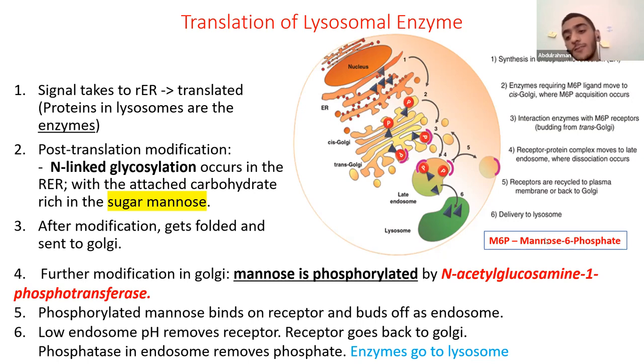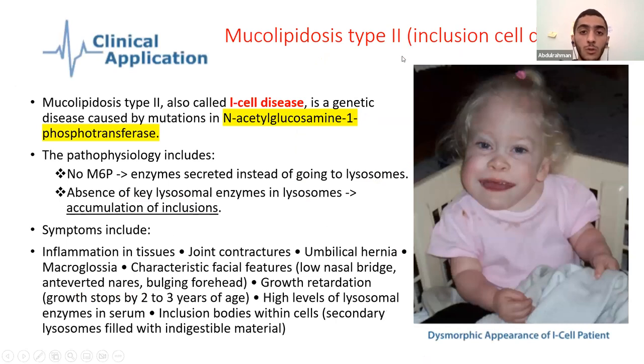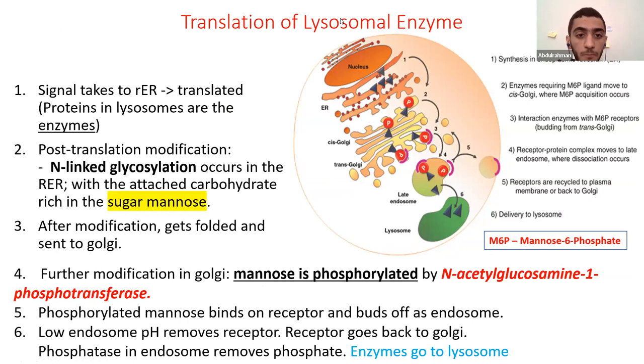And then this phosphorylated mannose can be recognized by the special receptor that will take it to the lysosome. If it's not phosphorylated, it cannot be recognized by the special receptor. Therefore, it will be sent outside the cell, which will lead to I-cell disease or inclusion cell disease. Clear?